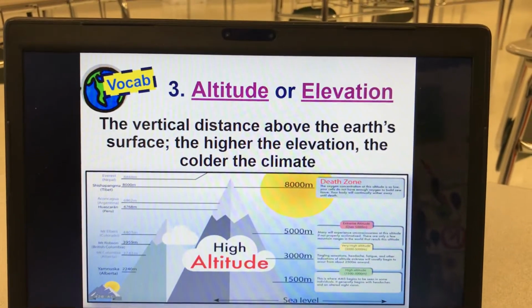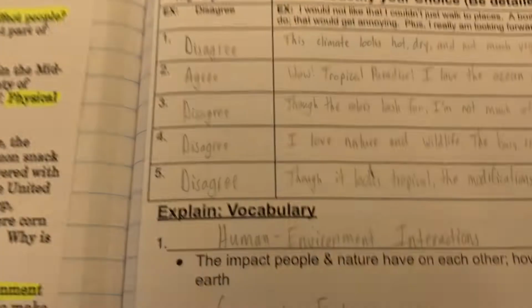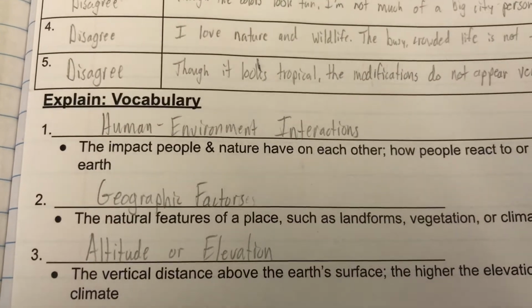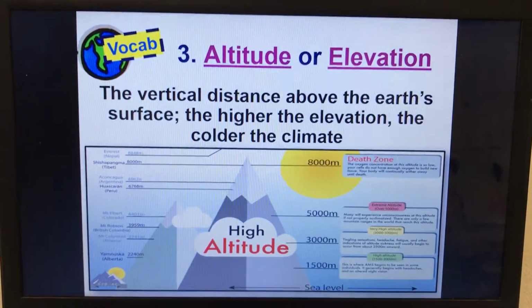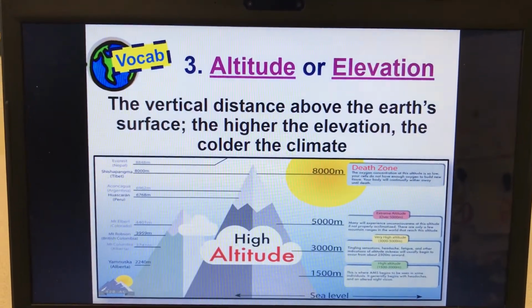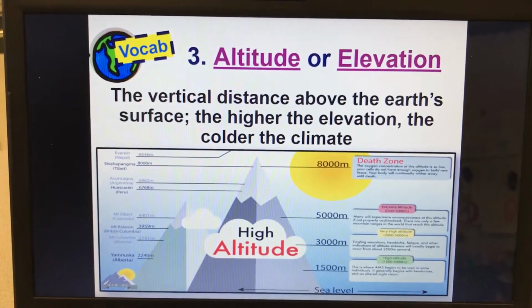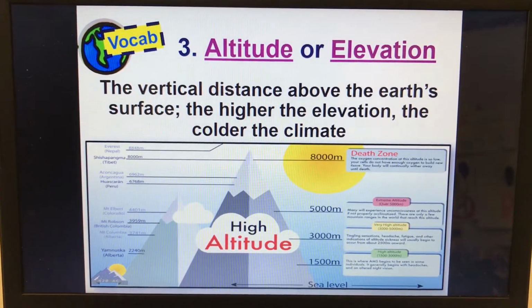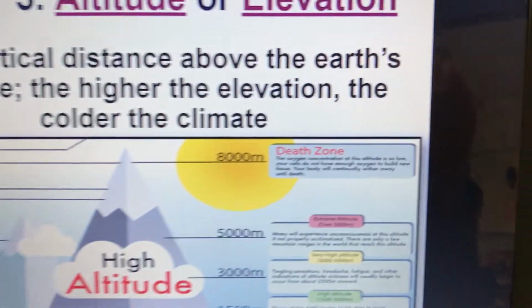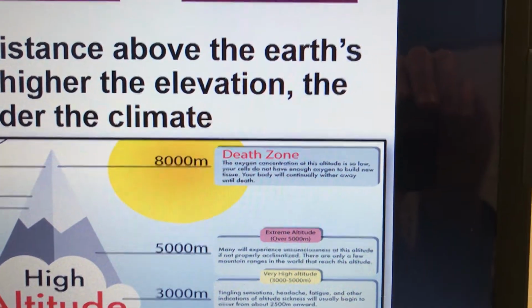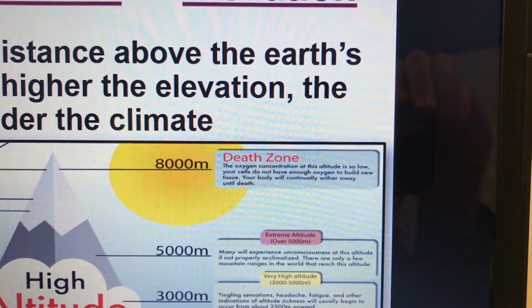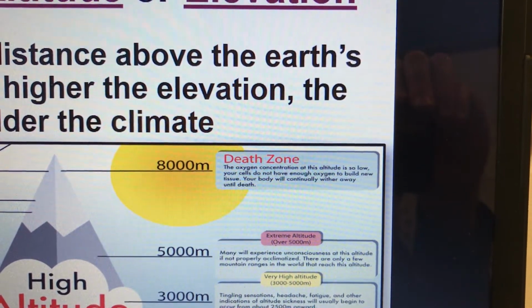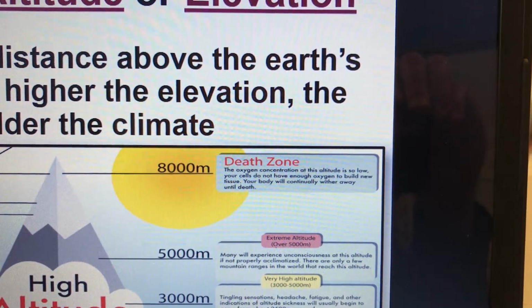Moving on to the third one here, altitude or elevation. So on that third line, writing altitude or elevation, this is another word for vertical distance above the Earth's surface. The higher the elevation, the colder the climate. So if we were to live on the Rocky Mountains or the Appalachian Mountains, if we see really high up to the top, it's called the death zone, where oxygen concentration at this altitude is so low your cells do not have enough oxygen to build new tissue. Your body will continually wither away until death.